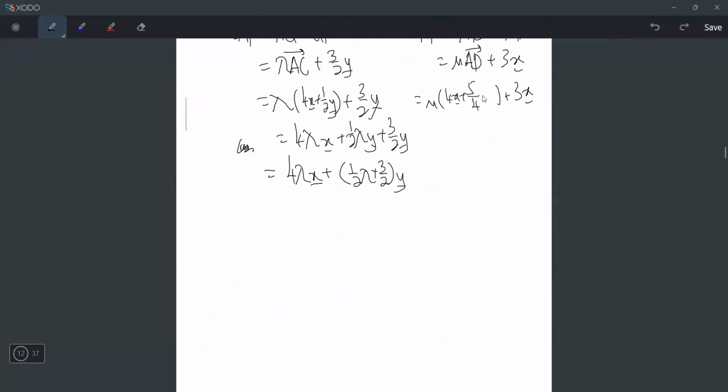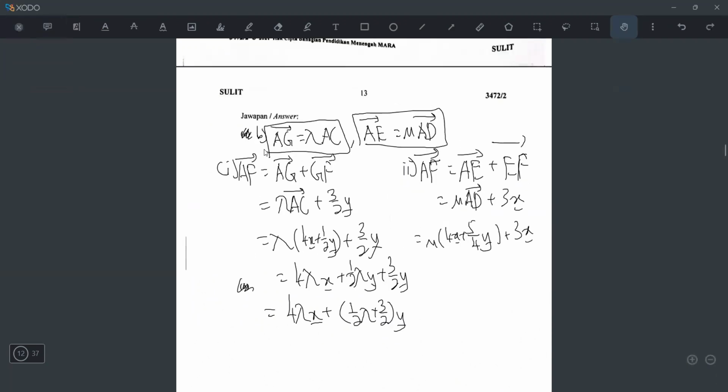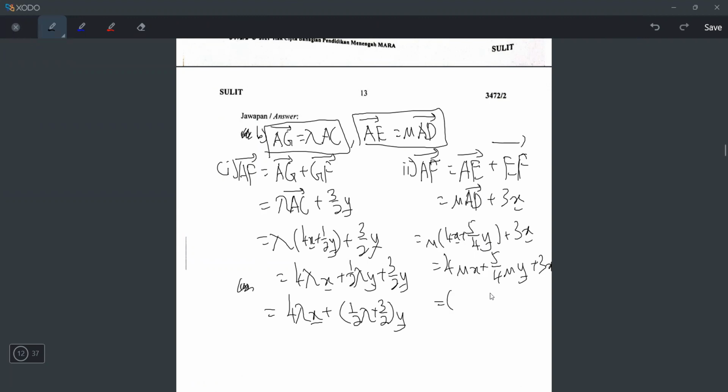It must be like that. Vector is always like that. When you do question B, you will use the answer from A, okay? Okay, put it in. 4 mu x plus 5/4 mu y plus 3x. And now you can factorize out the x. So it becomes 4 mu plus 3 and then plus 5/4 mu y. Okay? And then they will definitely ask you to find mu and lambda.